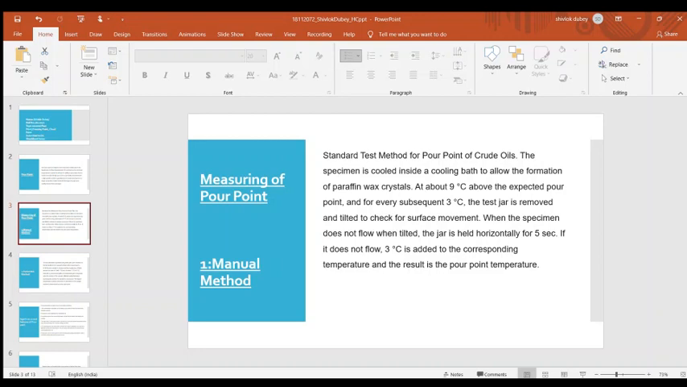When the specimen does not flow when tilted, the jar is held horizontally for 5 seconds. If it does not flow, 3 degrees centigrade is added to the corresponding temperature and the result is the pour point temperature.